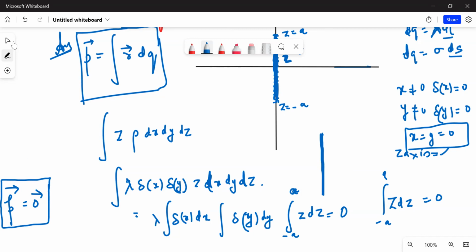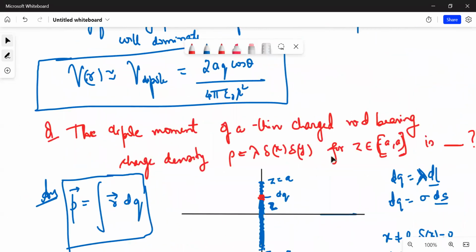Yes, sir. Okay, so this is just given to create a little bit of confusion, but otherwise there is nothing difficult. I hope it is clear.